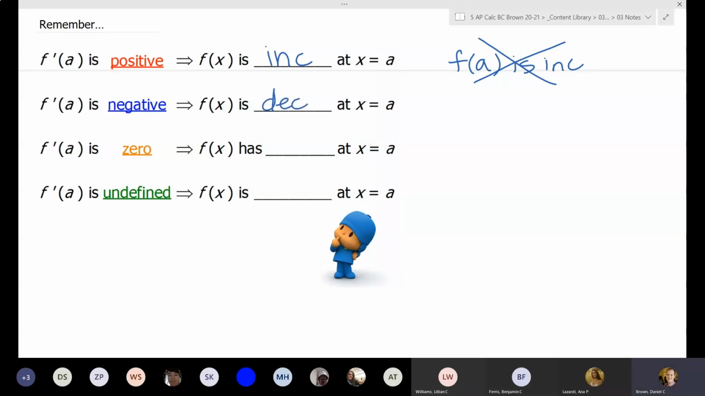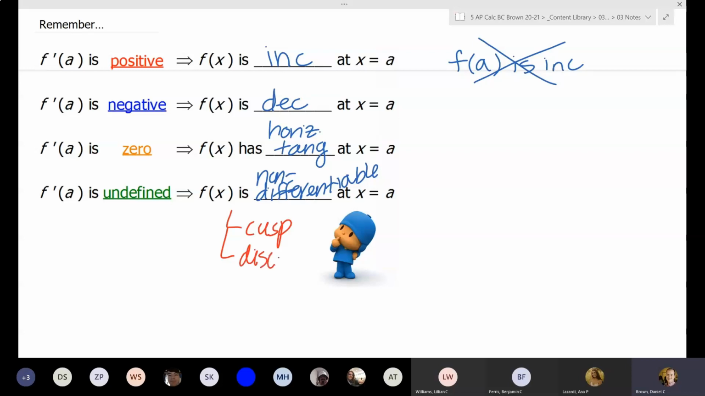If f prime of a is 0, we know that f has a horizontal tangent line. And if f prime of a is undefined, then f of x is non-differentiable at that value. And of course, if f is non-differentiable, that could mean several different things are happening there. For example, we could have a corner or a cusp. We could have some sort of discontinuity, whether it's a jump, a hole, or a vertical asymptote, or we could have a vertical tangent.